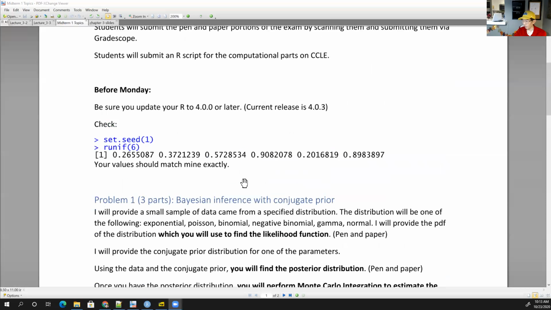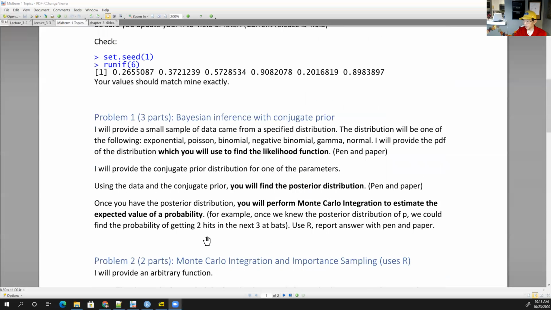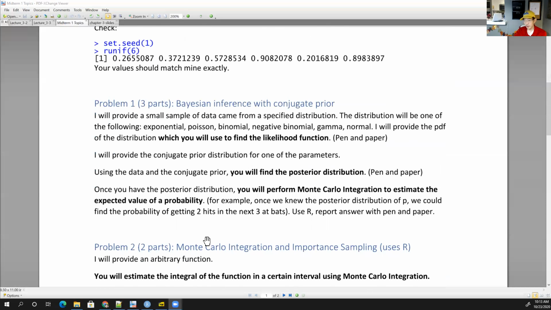Okay. All right. So problem 1, Zoom link's the same. Yeah, same as the class Zoom link.